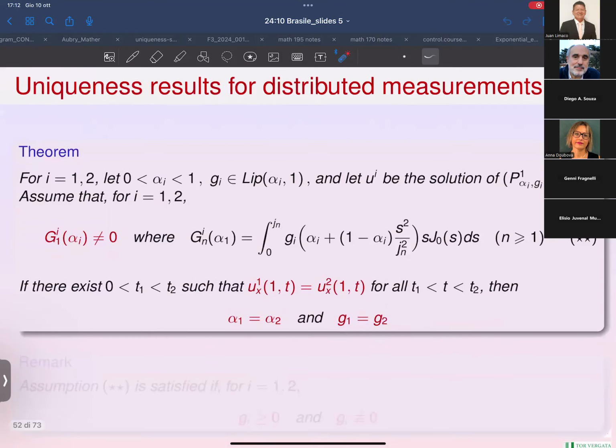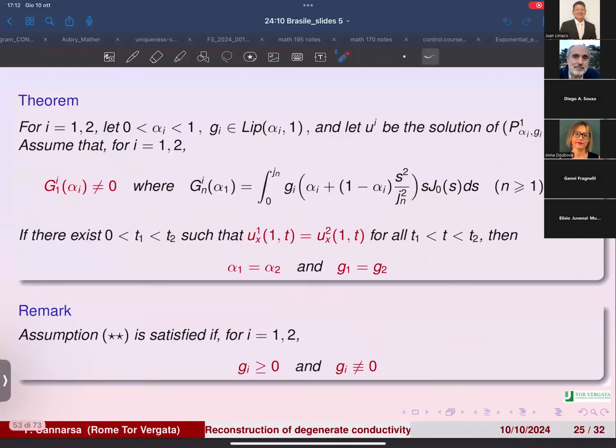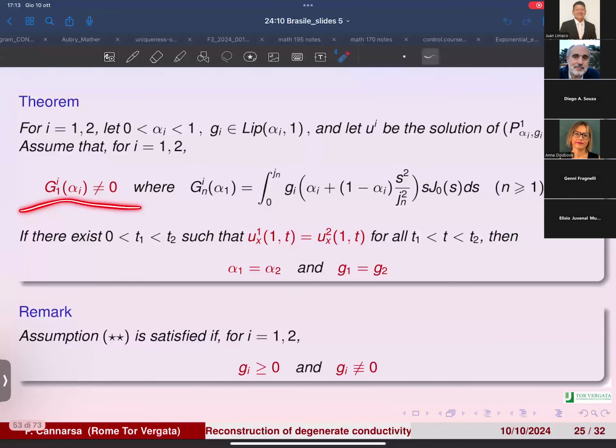And again, this assumption on the initial data is satisfied if, for example, the initial conditions are non-negative or have a constant sign and are not identically 0.